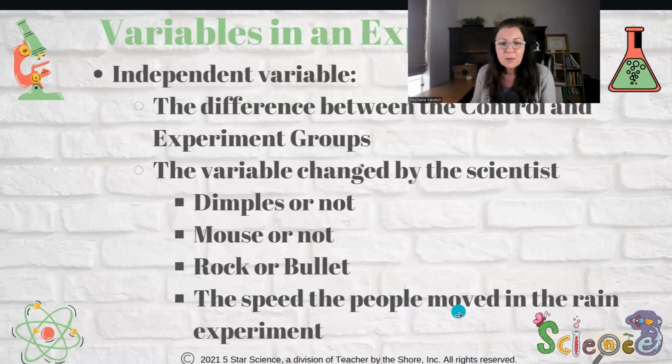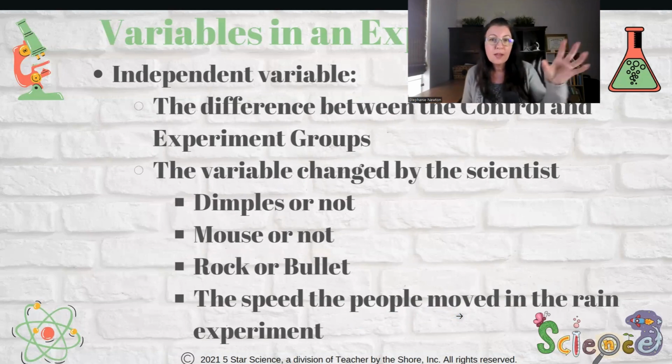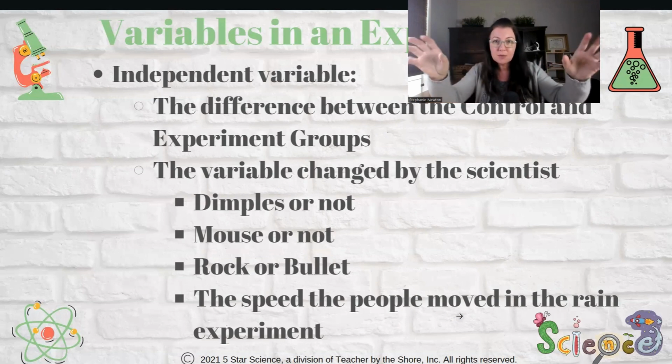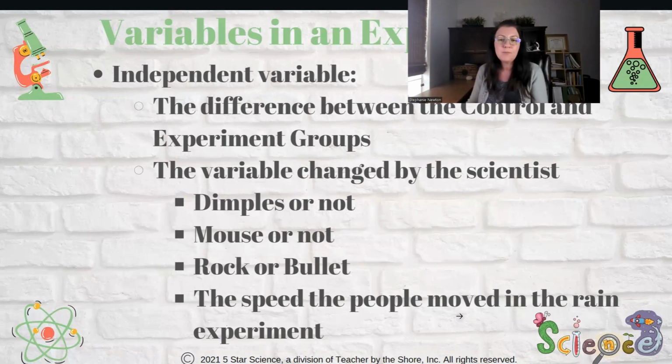Okay, so in this example, they had a group of people who walked through the rain, and they had a group of people who ran through the rain, and they did it at the same time so that it was the same amount of rain coming down. But so walking versus running. So the independent variable, the variable changed by the scientist, was the speed that they went. One group walked, one group ran. So the speed, that's the difference between the two groups.